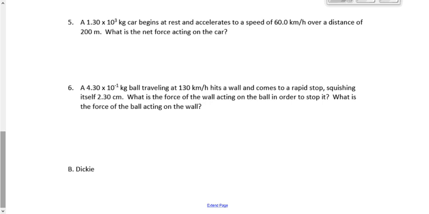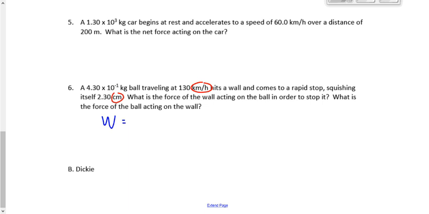Question 6 says a 0.43 kilogram ball traveling at 130 kilometers per hour hits a wall and comes to a rapid stop, squishing itself 2.3 centimeters. We want to find the force of the wall acting on the ball in order to stop it, and the force of the ball acting on the wall. Let's circle these because we want to convert these units.